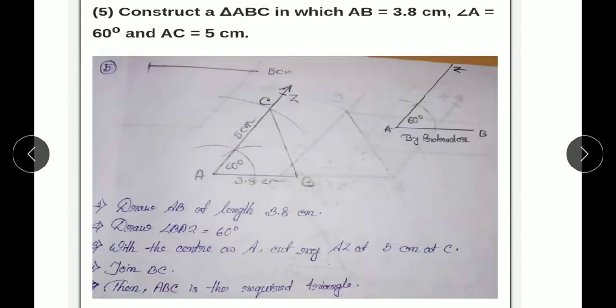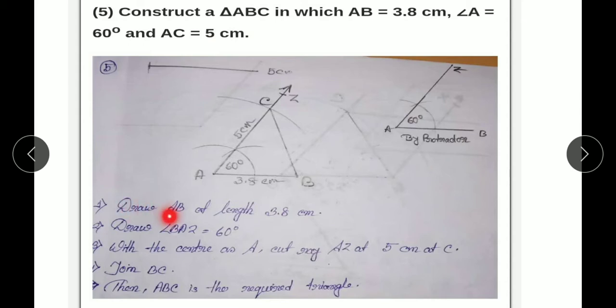Okay, next, draw an arc of length 3.8 centimeter. First of all, we have to read the question. Construct a triangle ABC in which AB is equal to 3.8 centimeter, angle A is equal to 60 degree, and AC is equal to 5.5 centimeter.